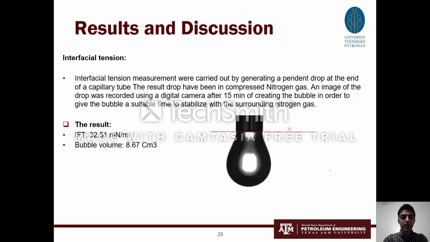Results and discussion. Interfacial tension. Interfacial tension measurements were carried out by generating a pendant drop at the end of a capillary tube. The resulting drop was in compressed nitrogen gas. An image of the drop was recorded using a digital camera after 15 minutes of creating the bubble, in order to give the bubble suitable time to stabilize with the surrounding nitrogen gas. The result of the IFT was 32.51 at a bubble volume equal to 8.6567 cm cubed.